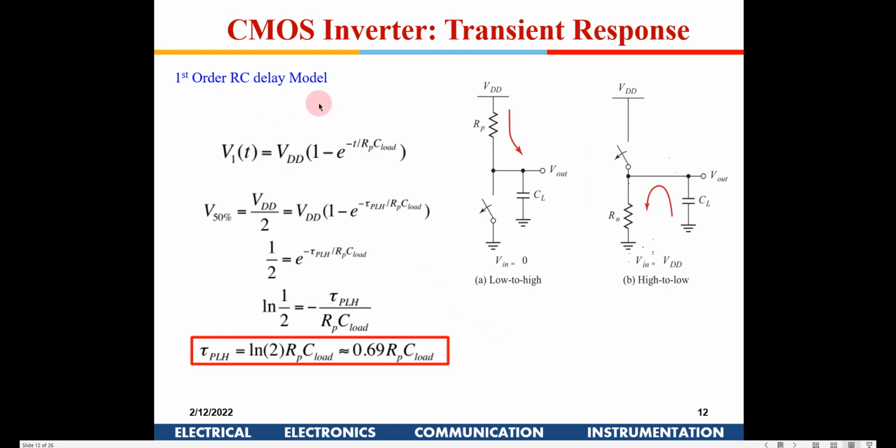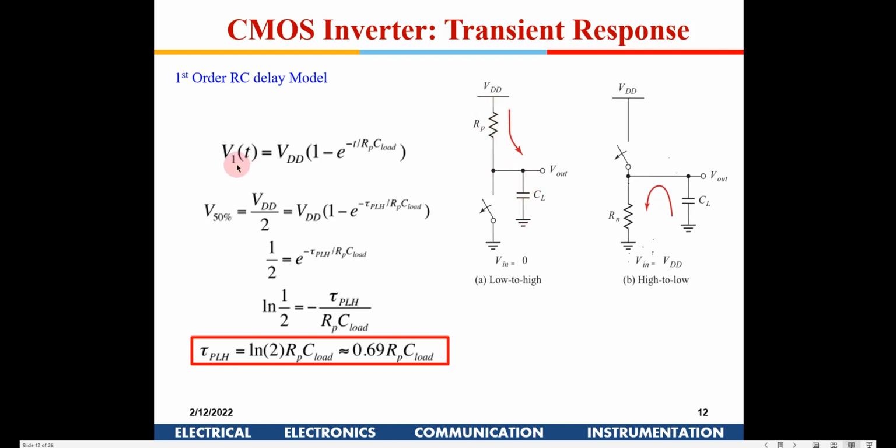And there is a very simple method which is known as the RC delay model. In this, we are assuming that the PMOS has a channel resistance which is represented as RP. So this capacitance is going to get charged, right?